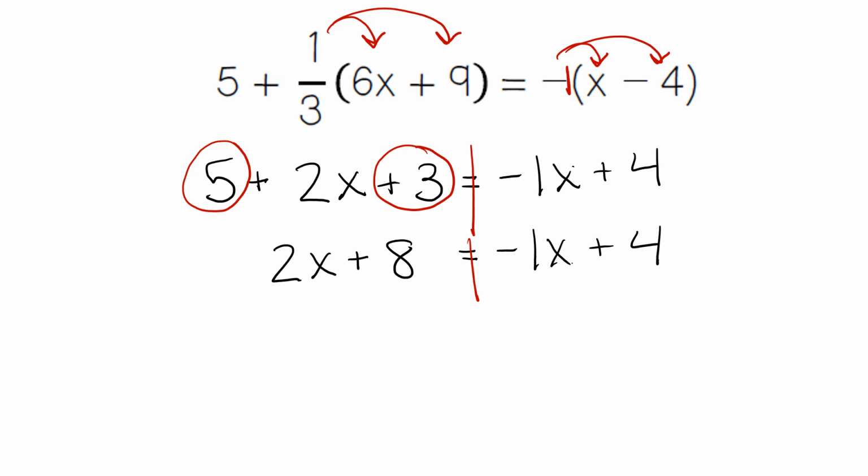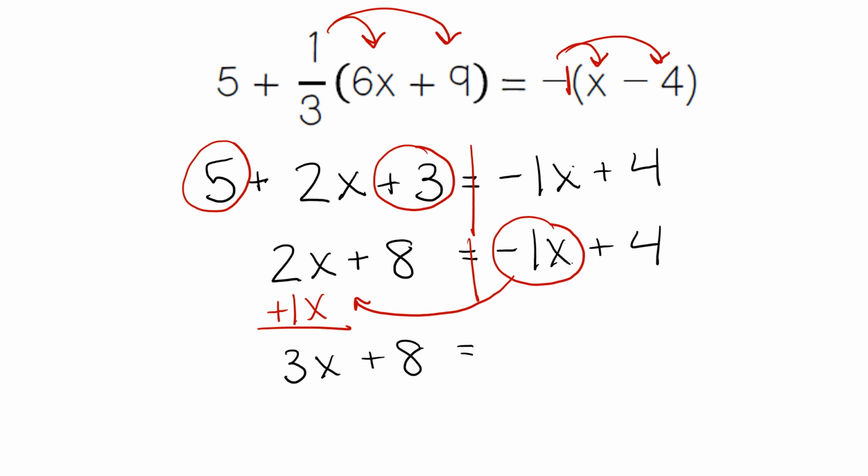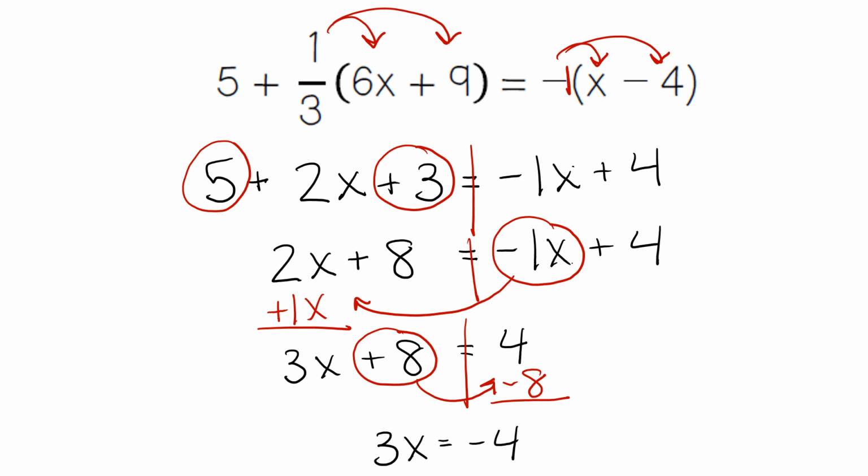Step 3 tells us to move our variable over to the left-hand side. So instead of a negative 1x, we do a plus 1x. 2 plus 1 gives us 3. The plus 8 stays the same, as does the positive 4 on the other side. Step 4 tells us to take our whole number and move it to the right-hand side. Instead of 8, we do the opposite. We do a minus 8. 4 minus 8 is negative 4.